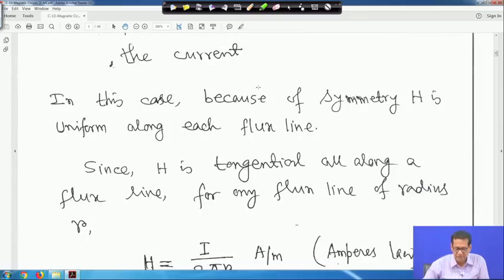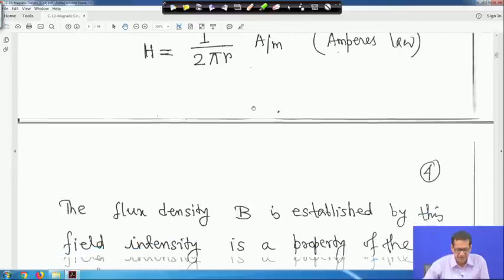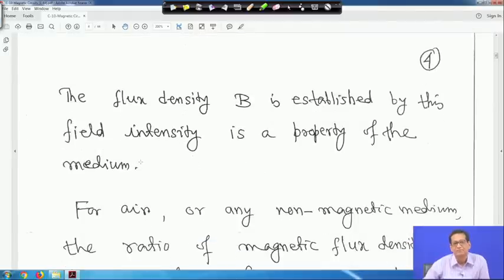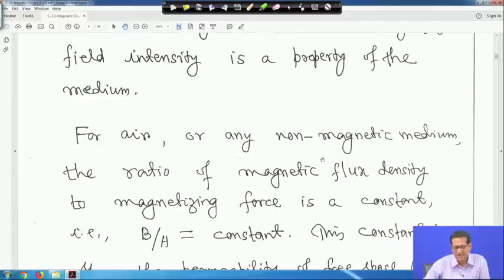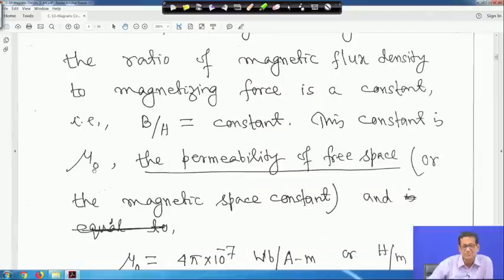So, this is your H equal to I upon 2 pi r, ampere per meter, that is Ampere's law. Now, the flux density B is established by this field intensity, and it is a property of the medium. For air or any non-magnetic medium, the ratio of magnetic flux density to magnetizing force is a constant. If B is the flux density, its unit is Tesla or Weber per meter square, and H is the magnetic field in ampere per meter, or later we will see ampere turns per meter. That B by H, the flux density by magnetizing force ratio, is always constant, and this constant is defined as mu 0.